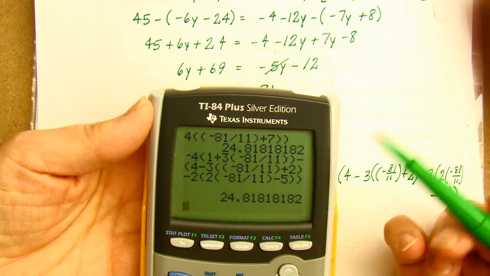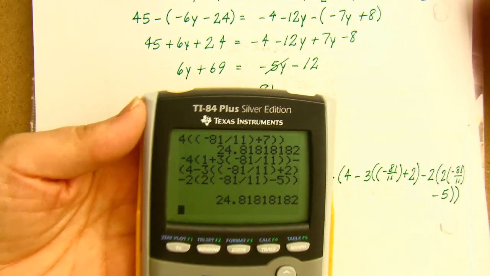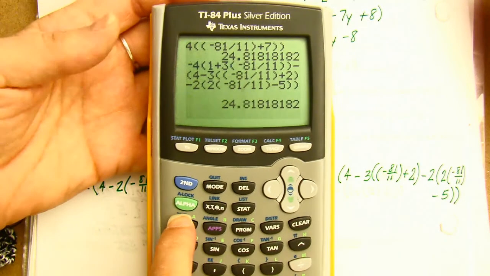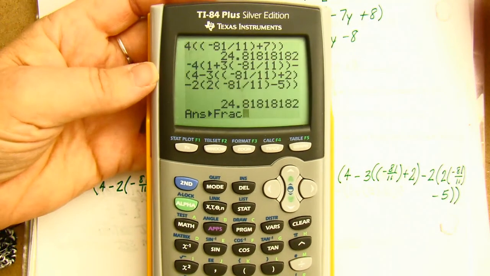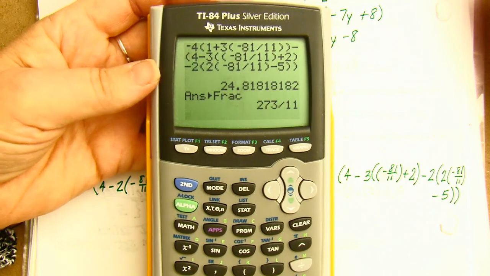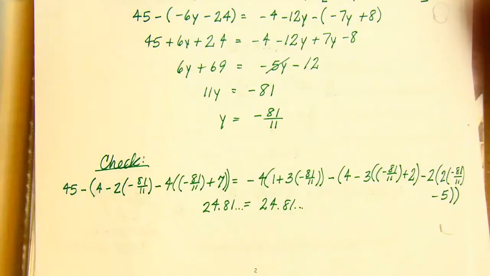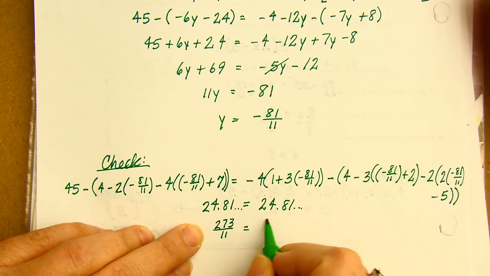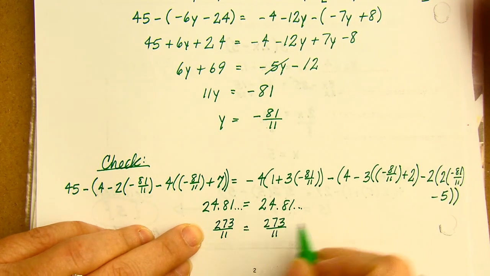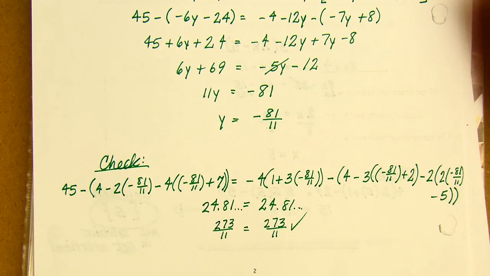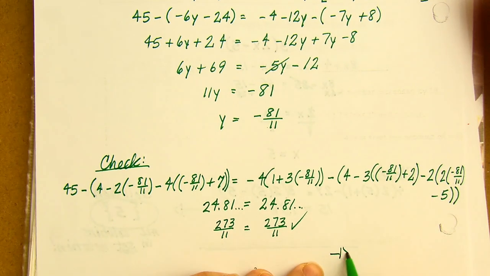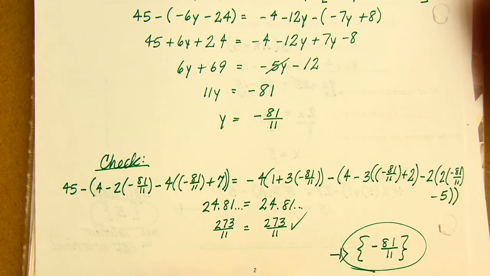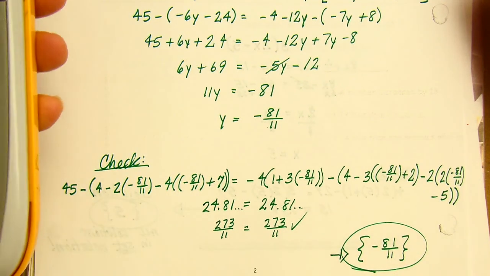Now I can change this to a fraction if I want to, which would be beneficial for you if you don't know how to do it. All you do is hit the math button one time and then hit enter twice. Enter, enter. And so my fraction there is 273 over 11. So 273 over 11 does in fact equal 273 over 11. I can be sure now that my solution is negative 81 over 11. Okay, remember all answers need to be in set notation and in fraction form.